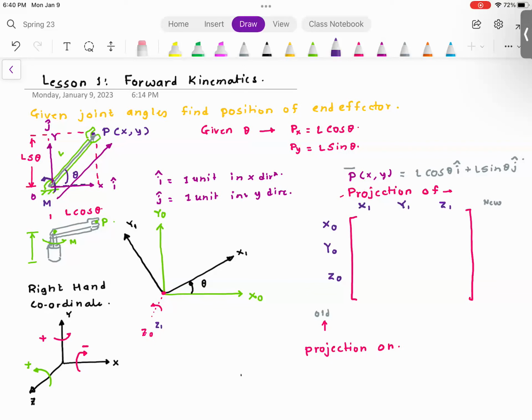Because Z1 does not have any component on X0 or Y0. You agree? Z1 is only aligned with Z0. No X0, no Y0. Do you agree with me? Now, let's apply the same logic to X1.